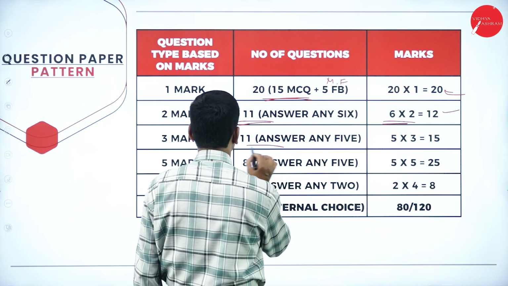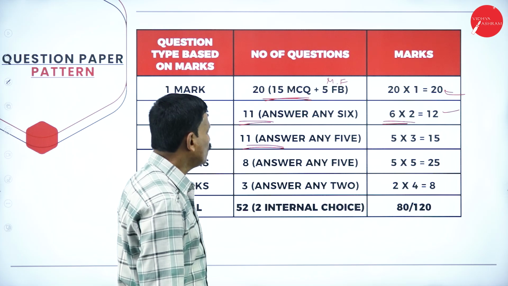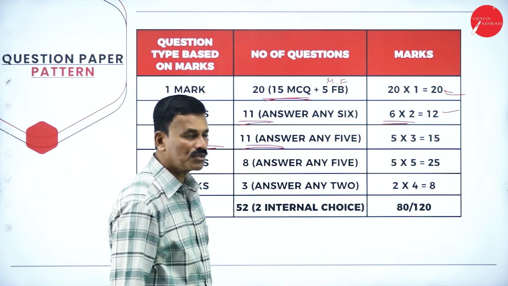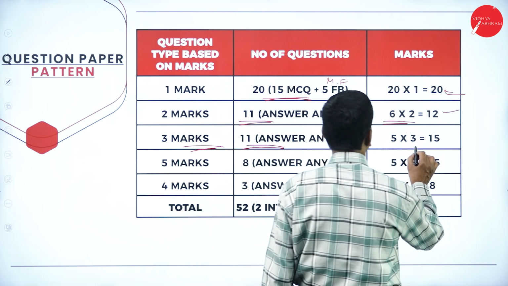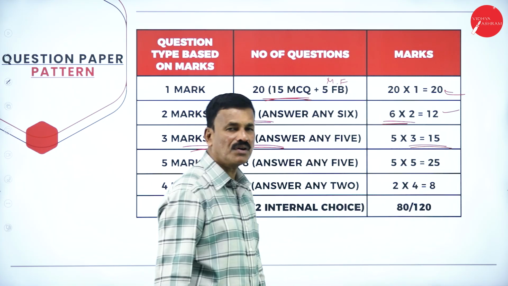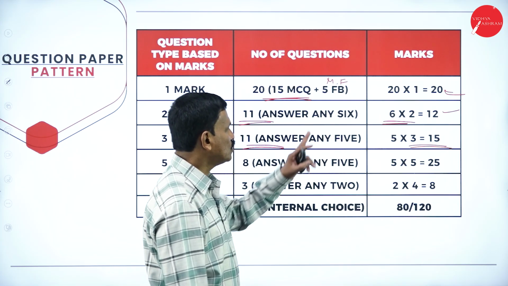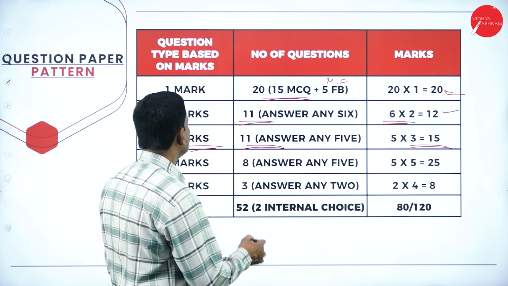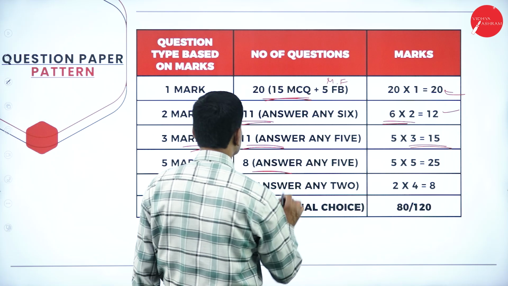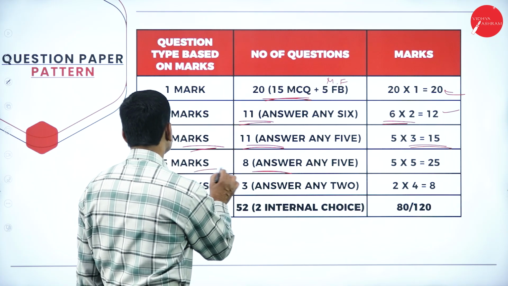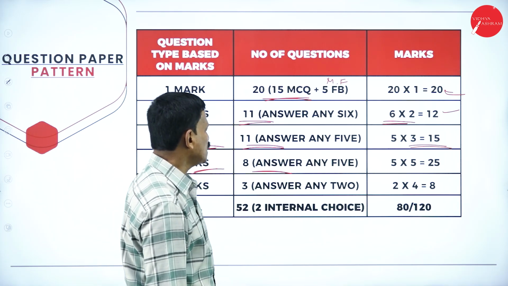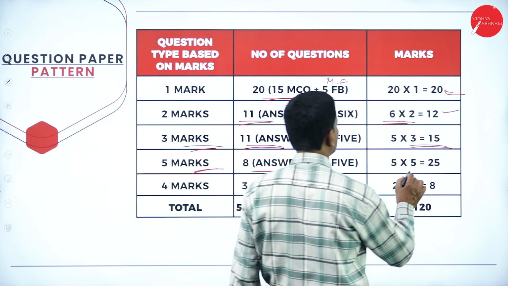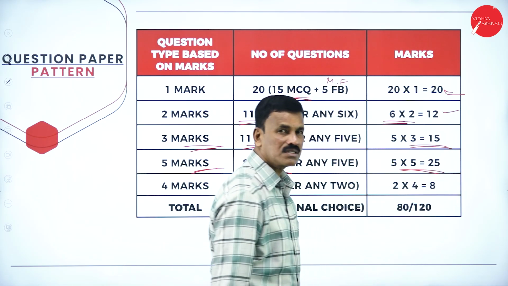And for part C, again there are 11 3 marker questions. In these 3 marker questions, you are going to answer any 5 questions. 5 3s are 15 marks. So, 2 marks 6 questions, 3 marks 5 questions. Next, in part D, you are going to answer 5 marker questions. In 5 marker questions, 8 questions are there. You are going to answer 5 questions. So, 5 5s are 25. So, 5 markers, 5 questions.